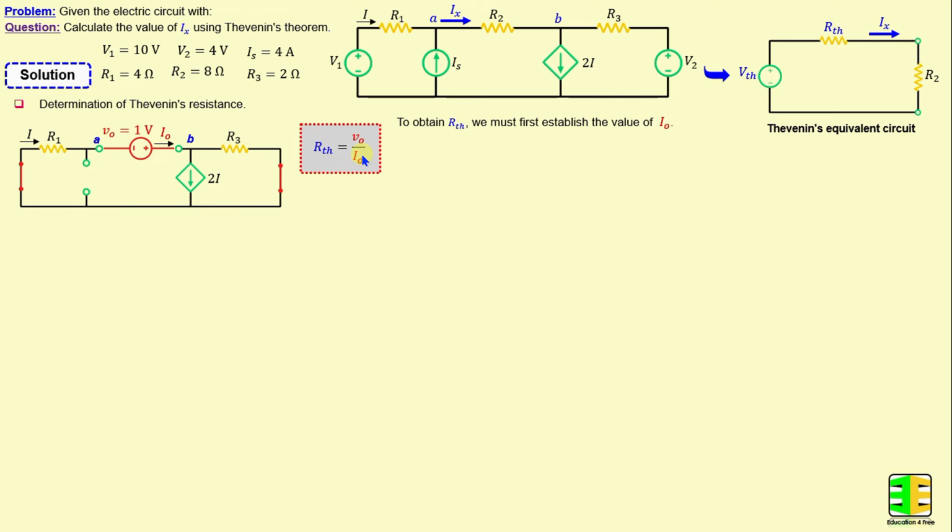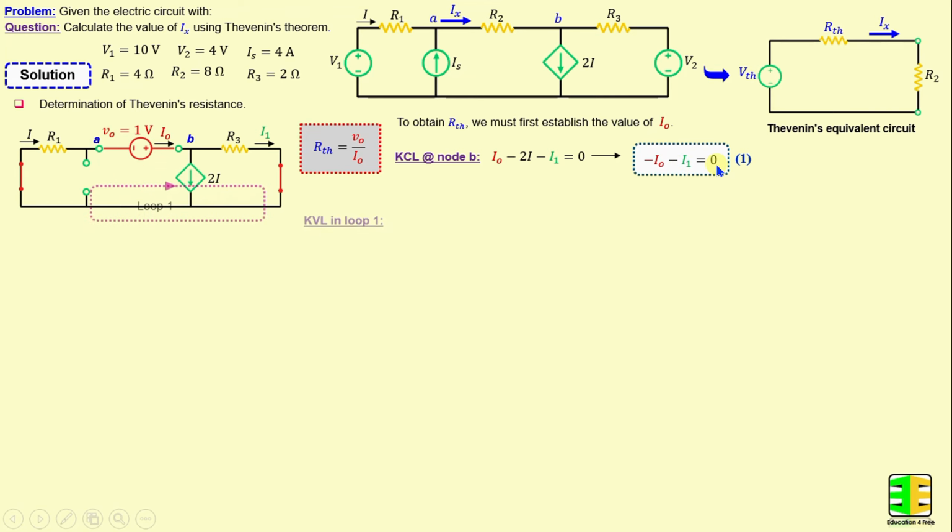In order to find the current IO, I'm going to use Kirchhoff's laws. But first, I will consider I1 is the current through the resistor R3. By applying Kirchhoff's current law at node B, we can write IO minus 2 times I minus I1 is equal to 0. And we can see here that the current I is equal to IO because here we have an open circuit.